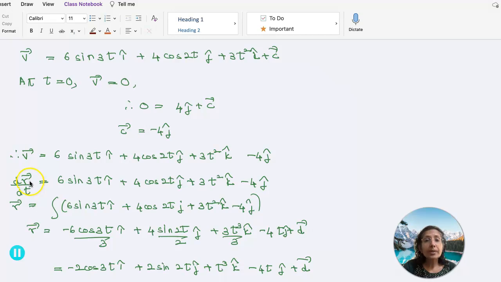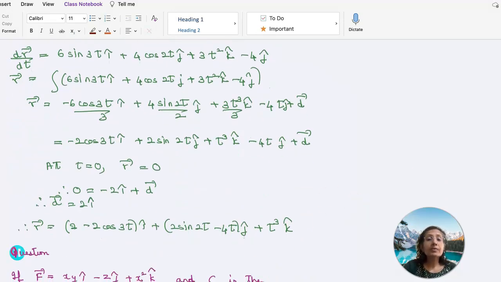And v is dr/dt. So dr/dt becomes 6 sin 3t i plus 4 cos 2t j plus 3t² k minus 4j. Now how will you find r? Again integrate. So when you integrate this, you get minus 6 cos 3t/3 i plus 4 sin 2t/2 j plus 3t³/3 k minus 4t j plus d. So here d is the constant of integration.